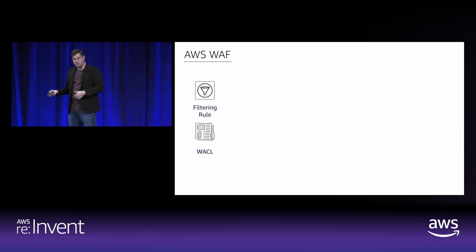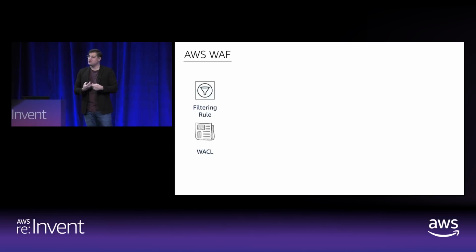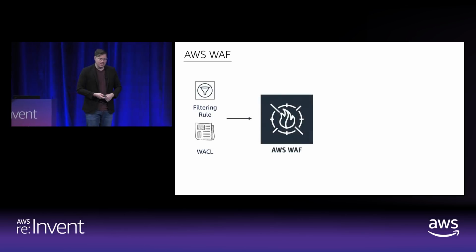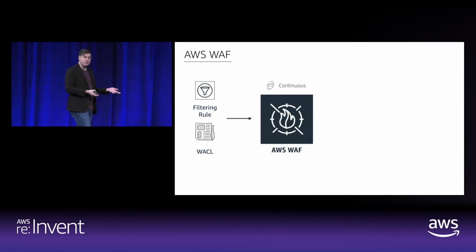You add filtering rules. You add my all-time favorite acronym, the WACL. It's a web access control list, so you can set a set of IPs, say don't let these IPs in. And then your traffic forwards from WAF either to CloudFront or to other backend sources. It's doing this continuously. Interestingly enough, this is the first preventative control that we've talked about. Everything else detects a problem. It essentially raises its hand and says, I think I found something. WAF actually stops things. You can ask it only to detect, but by default, WAF will prevent. It will drop traffic it deems malicious.